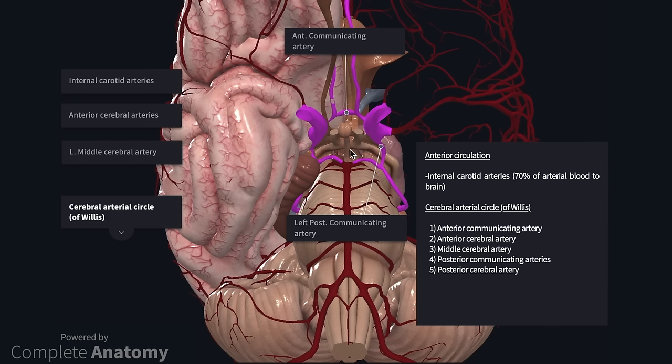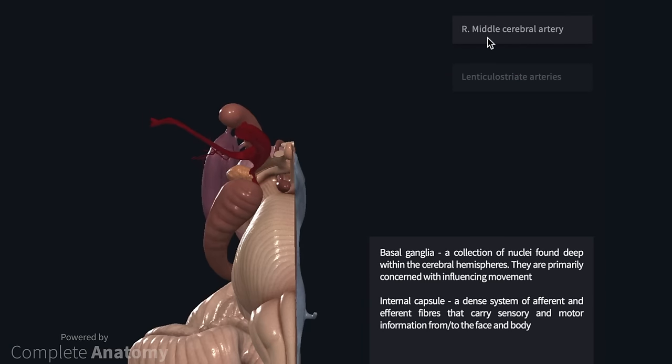So I'm now going to describe the course and territories of the cerebral arteries. Knowledge of these arteries is really important for understanding stroke classification. So let's have a look at the course of the middle cerebral artery. As I said before, it is the largest and most direct branch of the internal carotid artery.